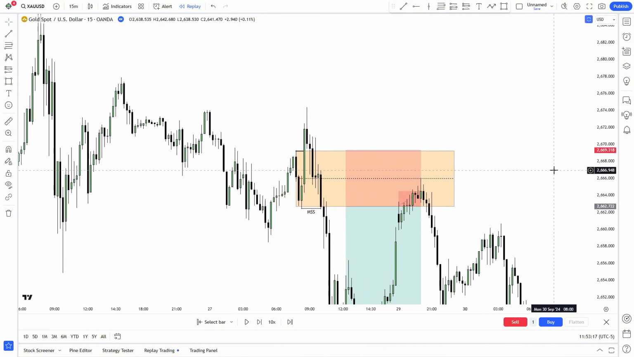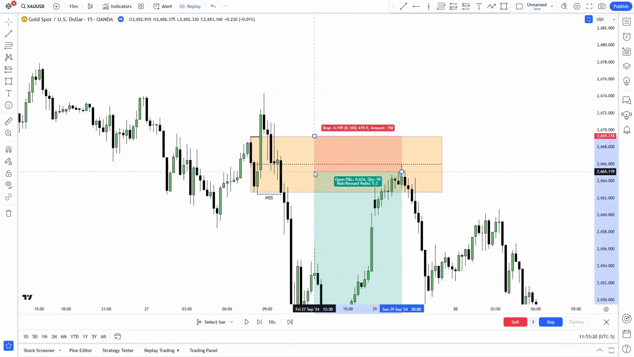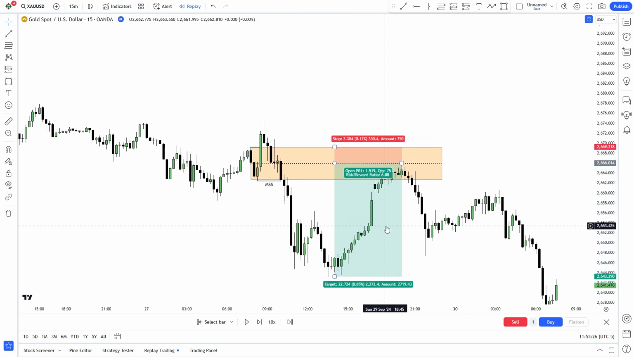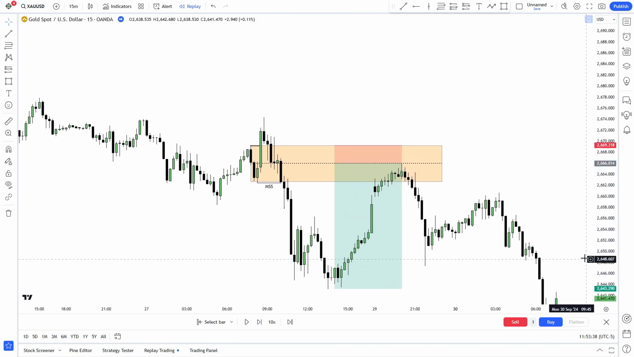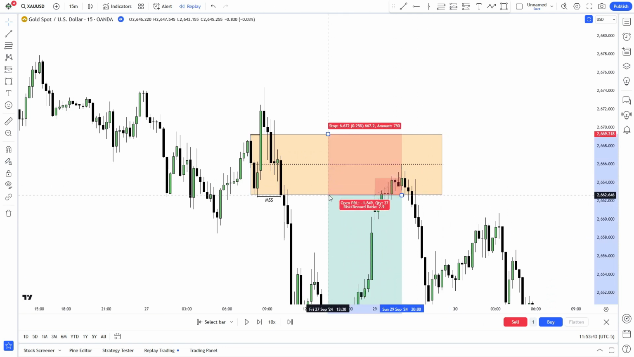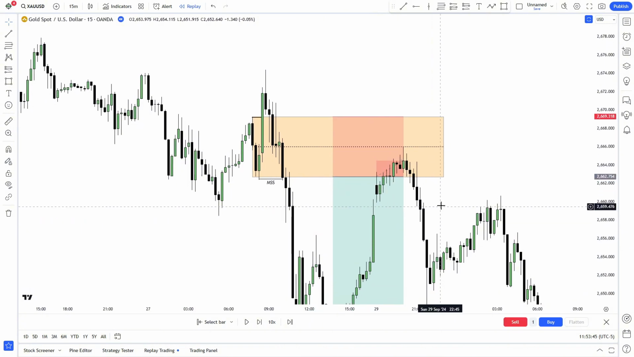So if you want to increase your risk reward, you can choose to take your entry off of the mean threshold, and you will have a much higher risk reward shown here. However, you do risk not getting filled. That's why I prefer to just enter right at the low of the breaker to avoid any messing around.